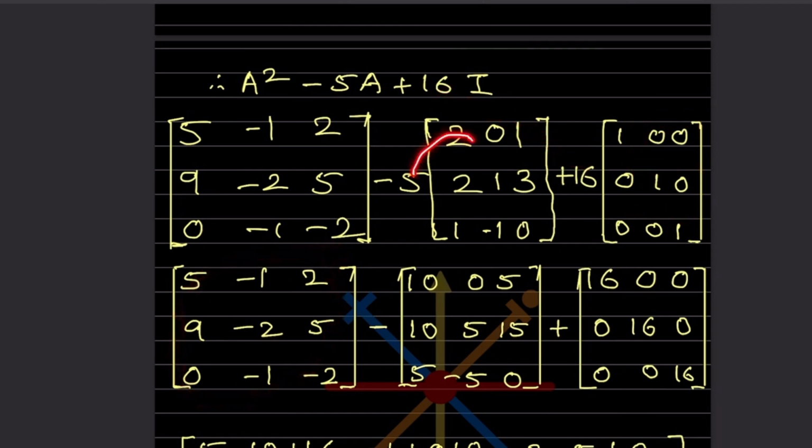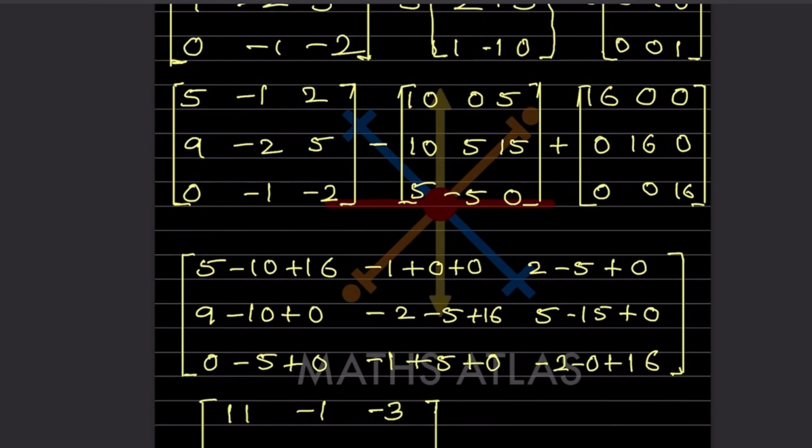This 5 will multiply: 10, 0, 5, 10, 5, 15, 5, minus 5, and this will be 0. Again this 16 will take away your 16. So here also there will be 16, and this also 16. The rest all will be zeros. So now look at here.